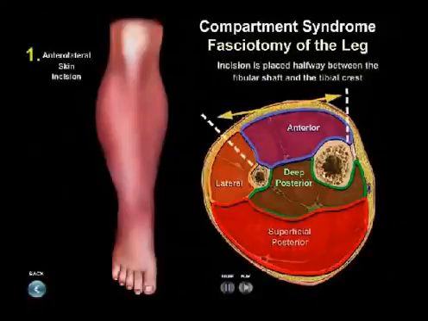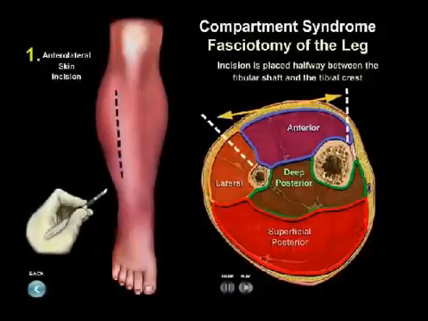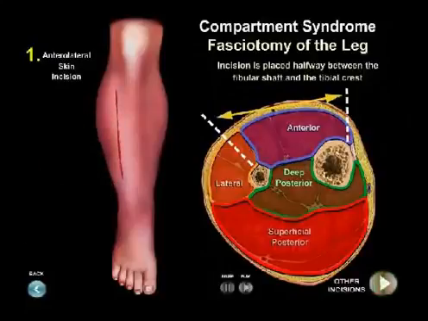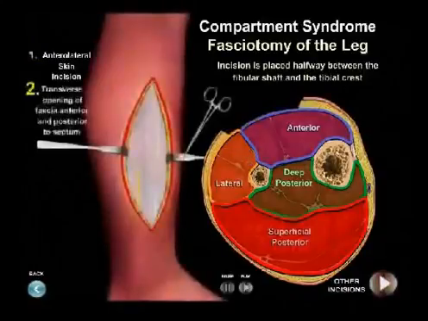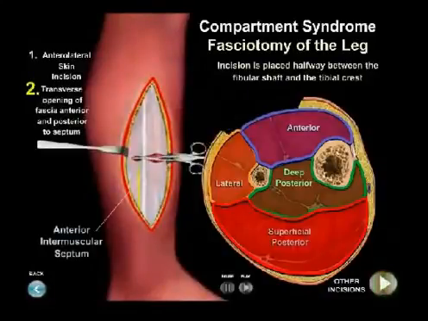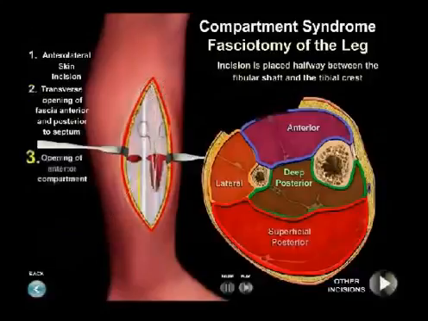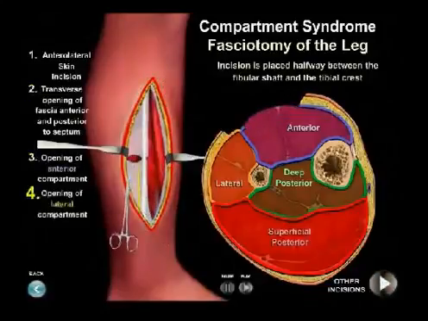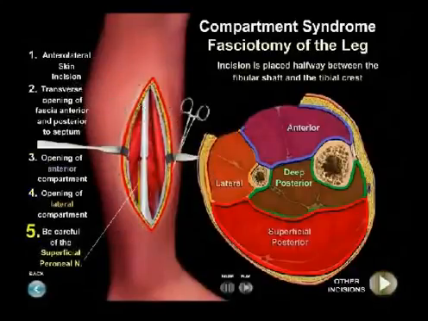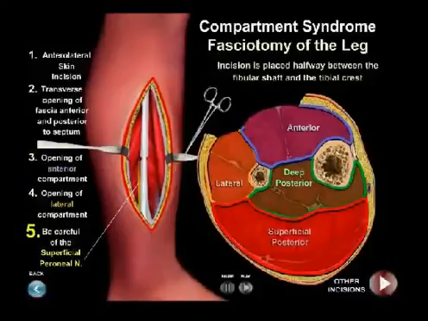The first incision is placed halfway between the fibular shaft and the tibial crest. The fascia, anterior and posterior to the septum, is opened transversely. The anterior compartment is released first, followed by release of the lateral compartment. Care should be taken not to injure the superficial peroneal nerve located within the lateral compartment.